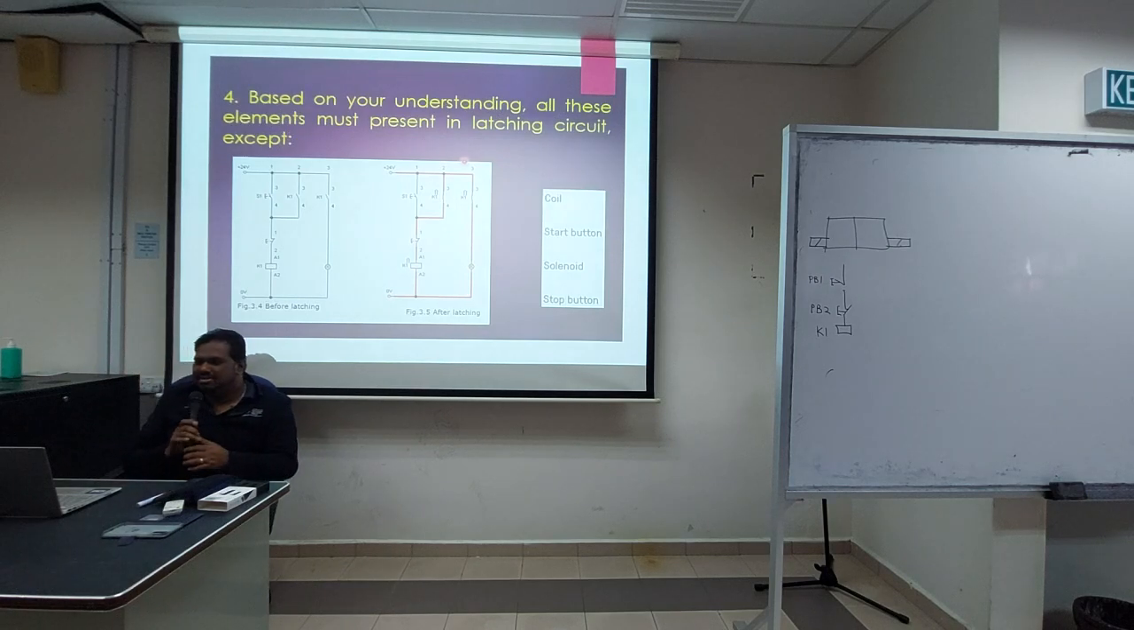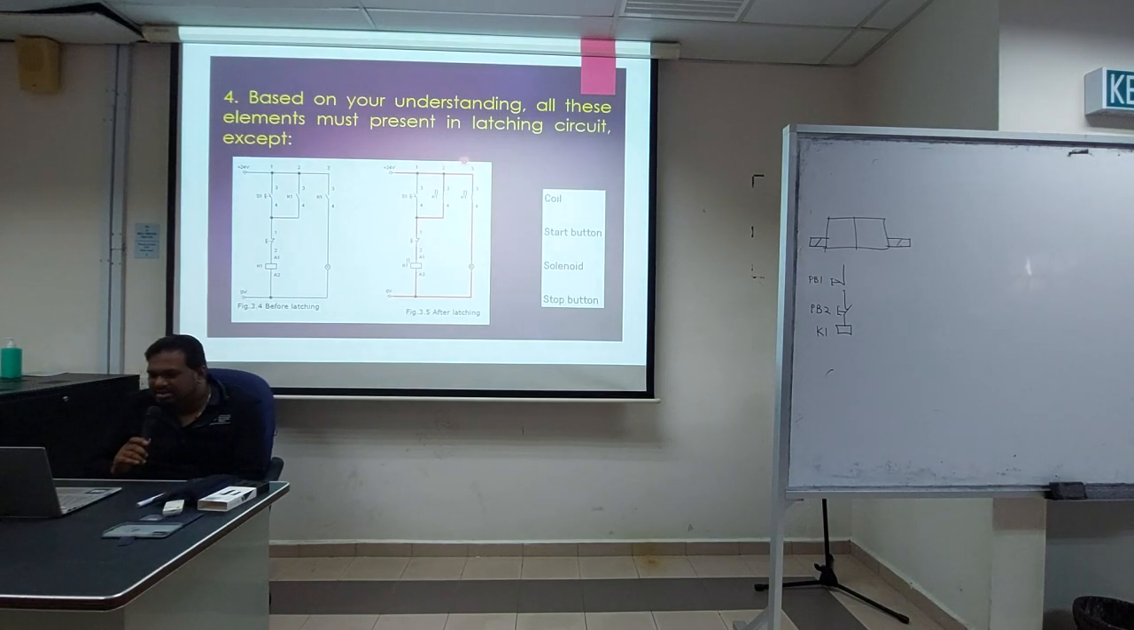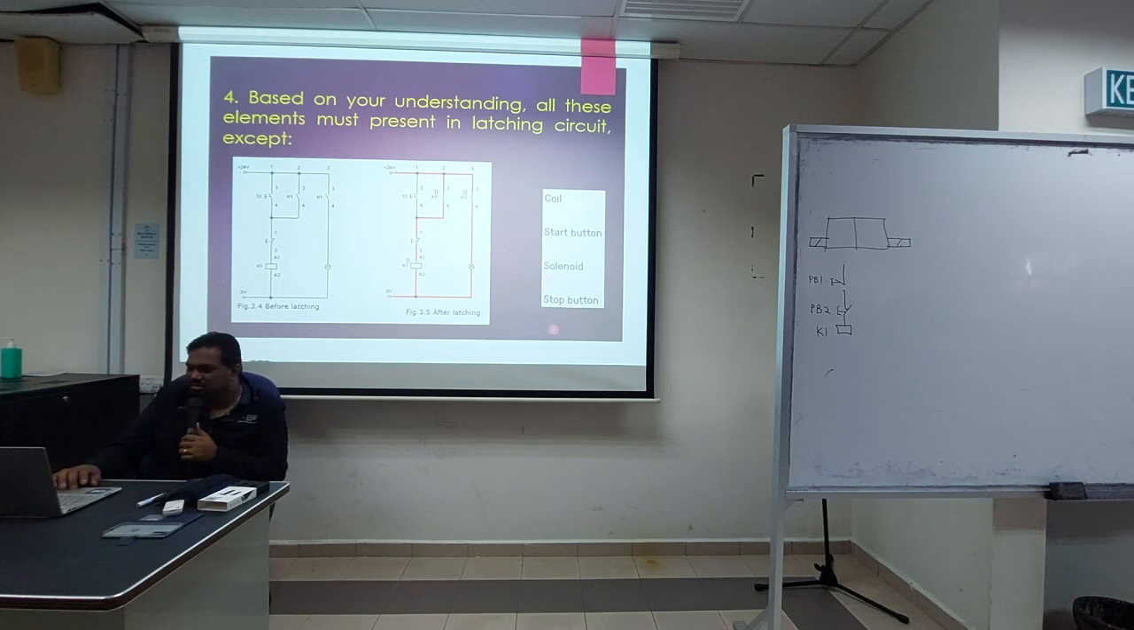Okay, number 4, based on your understanding, all these elements must be present in latching circuit. Latching circuit kita tengok tadi, so you just press push button 1 once, kemudian circuit tu akan on until you press the stop button. Itu adalah latching circuit. Macam ni lah, before latching and after latching. So ini adalah multi selection question. So dia bagi 4 selection. First coil, start button, solenoid dengan stop button.